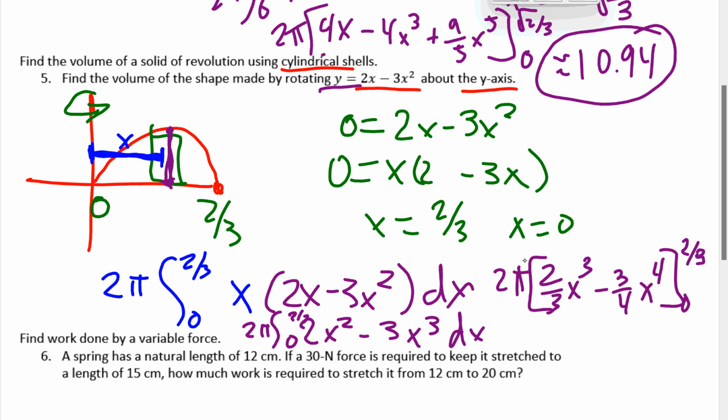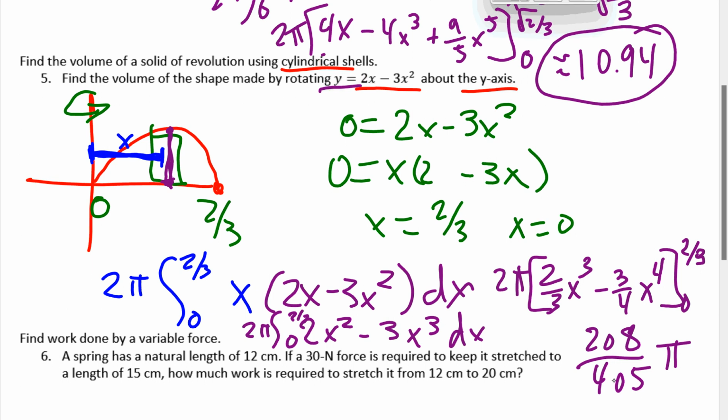So plugging this in and simplifying here, again, plugging in 0 is nice because those both are zeros. So really we just had to plug in 2/3 into it, and we end up with 208 over 405 pi. Again, if you want to plug that in your calculator and get a decimal, that's fine too. I'm okay with that. So I think that's what we get here. I'll check it real quick.